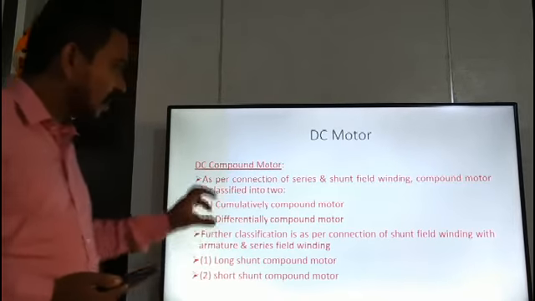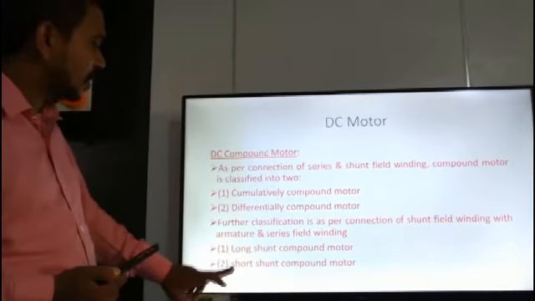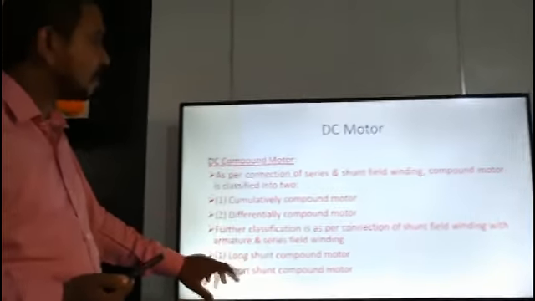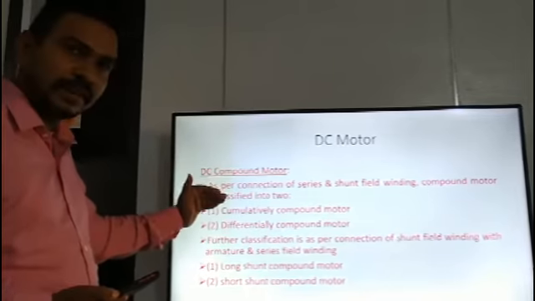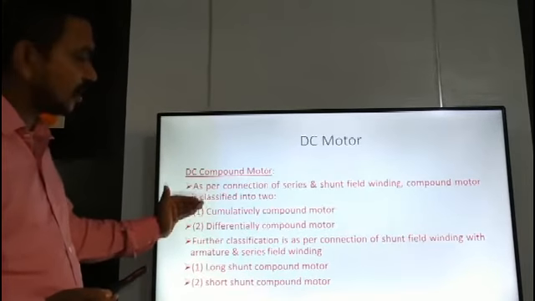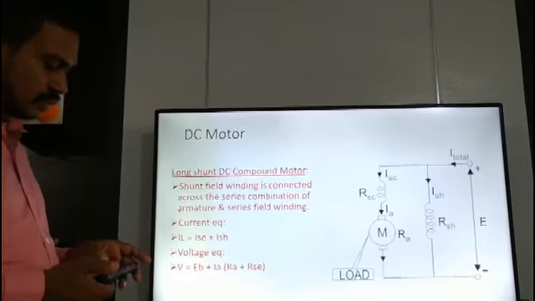And further it is classified according to the connection, that is the long shunt compound motor and the short shunt compound motor. So this is the classification of the DC compound motor: cumulatively compound motor, differentially compound motor, long shunt compound motor and short shunt compound motor.